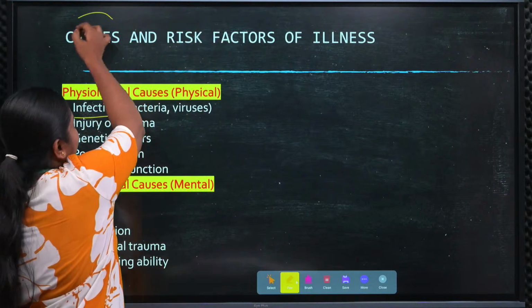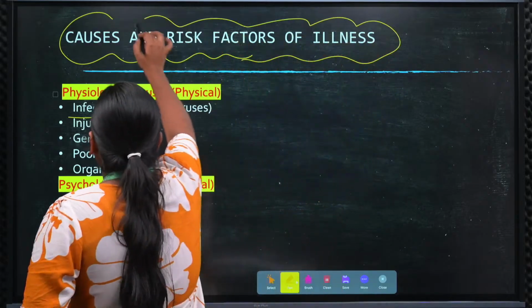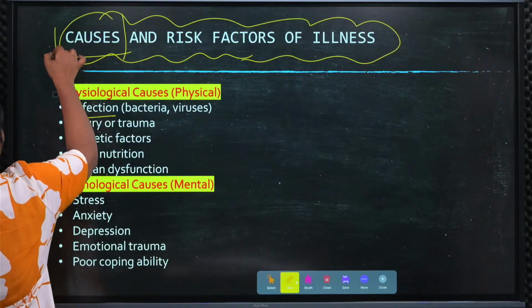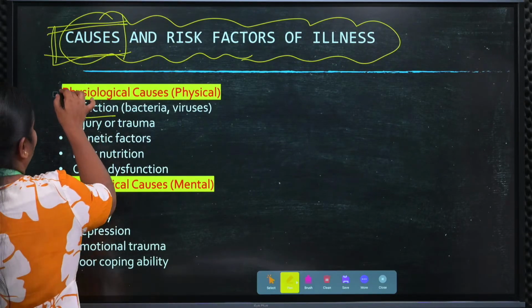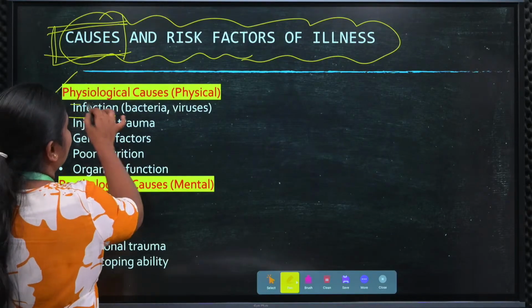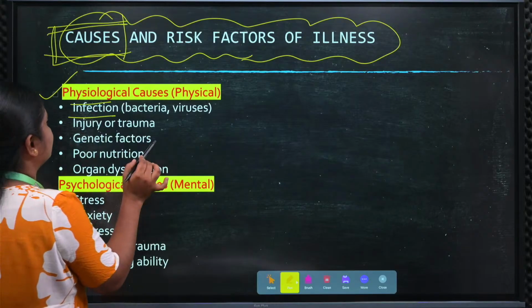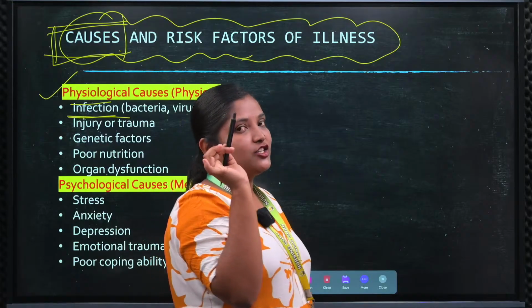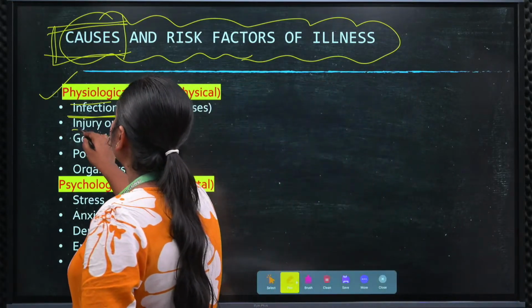Okay, understanding where we are studying? We are studying the causes and risk factors of illness. Very first we focus on only causes. So in the first cause we are seeing the physiological causes. When it comes to the physiological causes, infections are acquired by bacteria or viruses. Okay, the next one is injury or trauma.